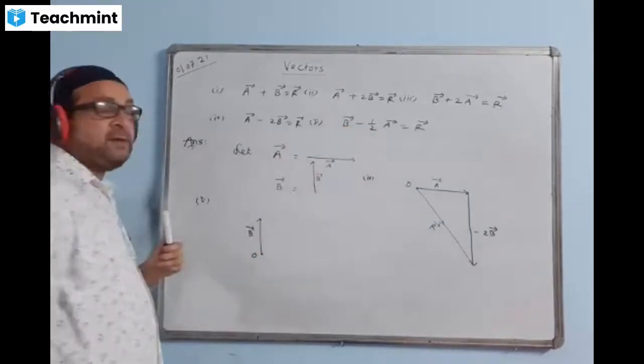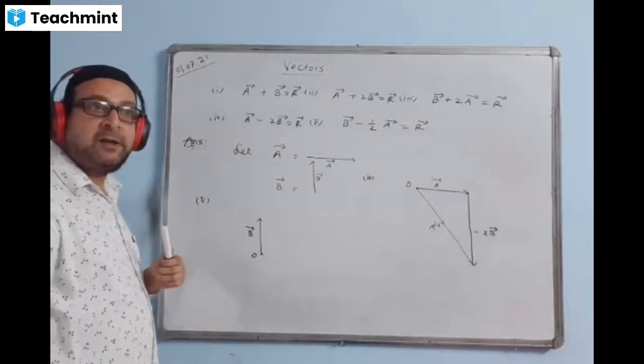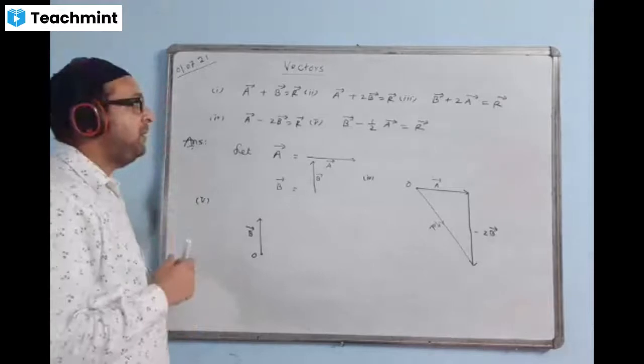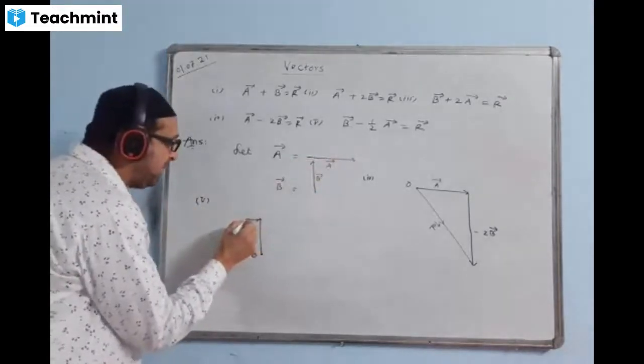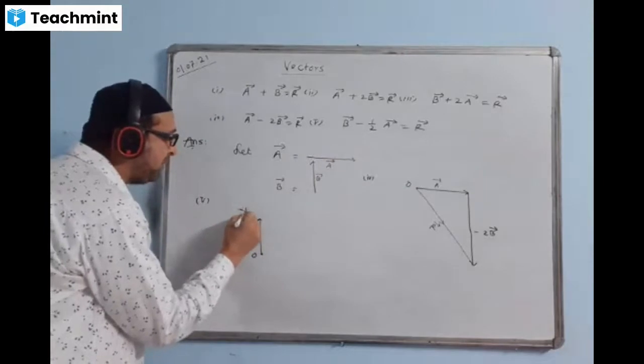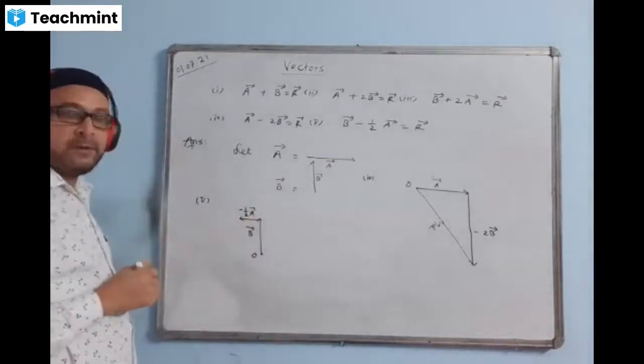Now we got minus half A. That means you have to change the direction of A from the original direction, and you have to keep the side half. A's actual direction is like this, so minus half will come like this, exactly half the size. That is 1 centimeter, minus half A.